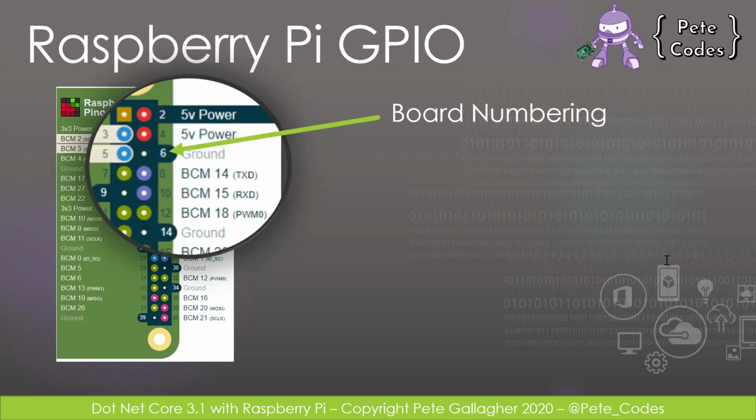There's a couple of numbering systems, so this one closest to the pins here is the board numbering system. There's another numbering system here called BCM numbering, and so we have a choice between these two numbering schemes. I prefer board numbering because I can count the pins on the Pi rather than having to get a diagram out to be able to convert between an actual physical pin and another pin number. So we'll be concentrating on the board numbering scheme here.